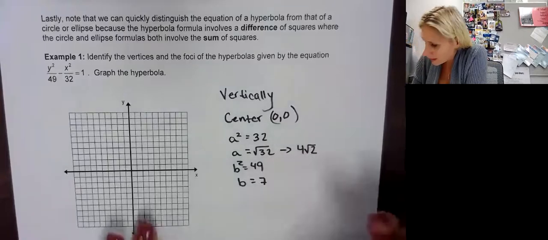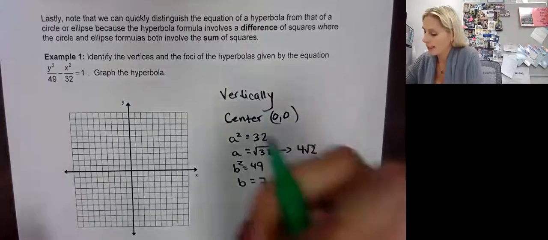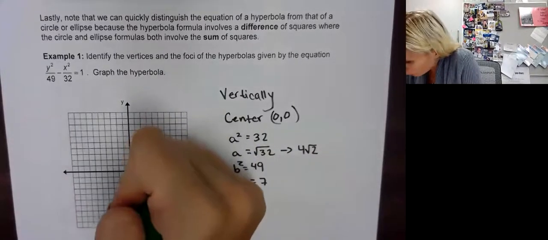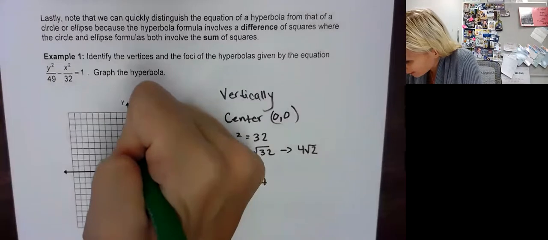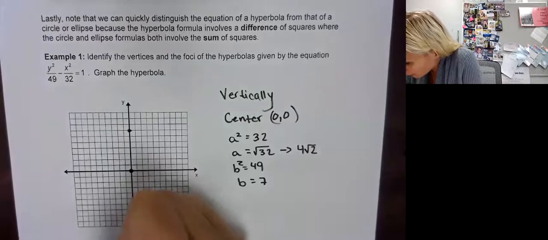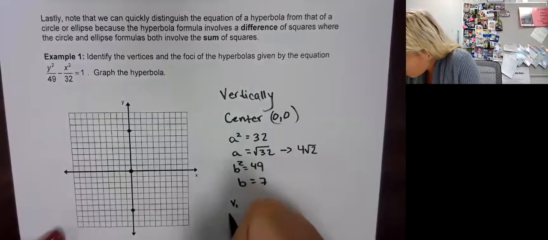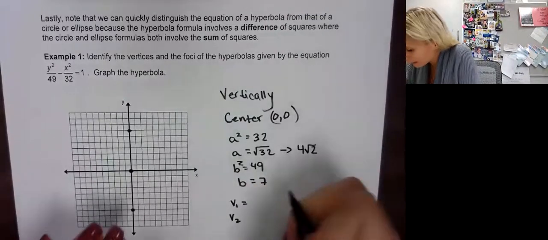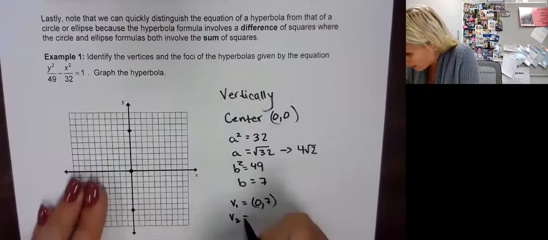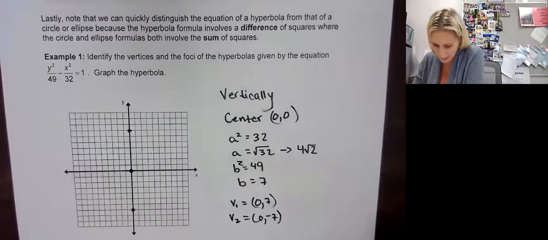7. Now, let's keep in mind, let me get a different marker. Okay, 0, 0, okay? That means B is 7, so we're gonna go 1, 2, 3, 4, 5, 6, 7. Okay, since this is vertical, that means the vertex 1 and vertex 2 are 0, 7, and 0, negative 7. Okay, and those are the vertices.